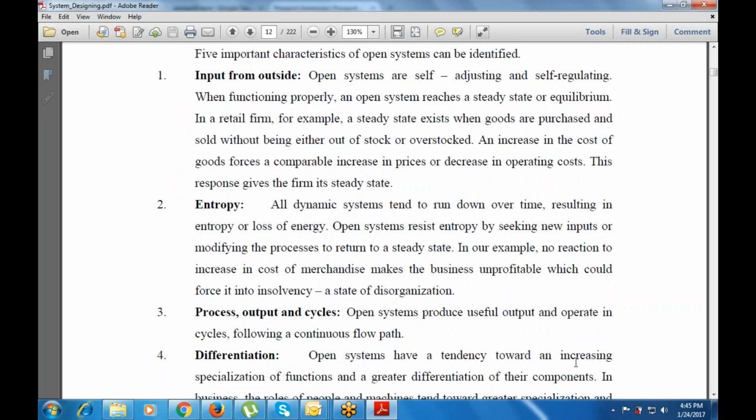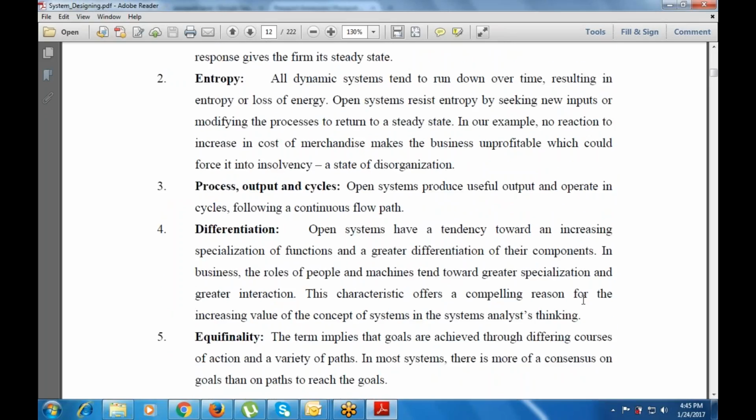Then entropy: all dynamic systems tend to run down over time, resulting in entropy or the loss of energy, which is countered by seeking new input or modifying the processes to return to a steady state. Then process, output and cycle: a system must produce a useful output, operate in a cycle, and follow a continuous flow path. Then differentiation: there is a tendency towards increasing specialization of functions and greater differentiation of components. In business, the role of people and machines tends toward greater specialization and greater interaction.